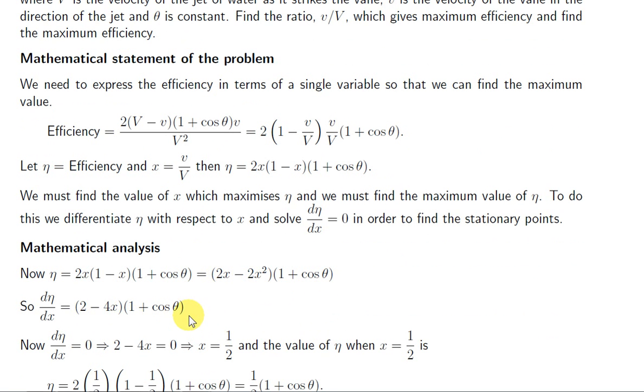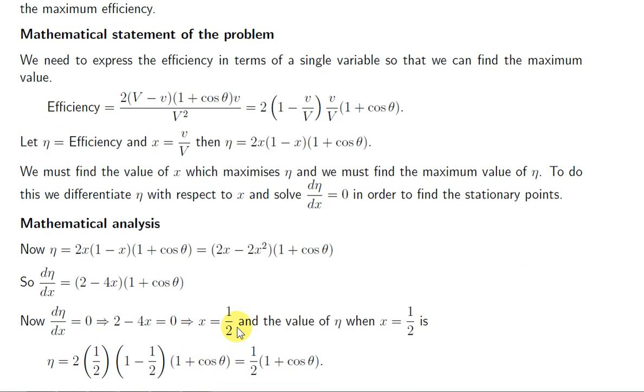Well, 1 plus cos theta is a constant, we can just divide out by that. So we solve 2 minus 4x equals 0. We just get one solution, x equals a half. So this must be the solution that we're looking for.